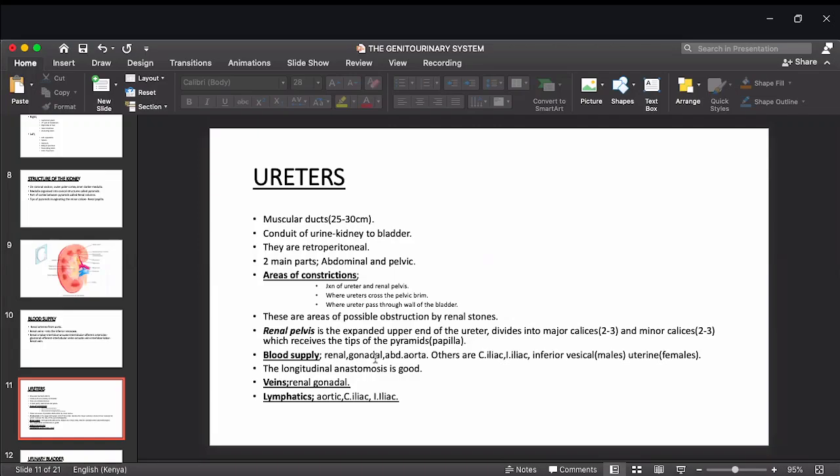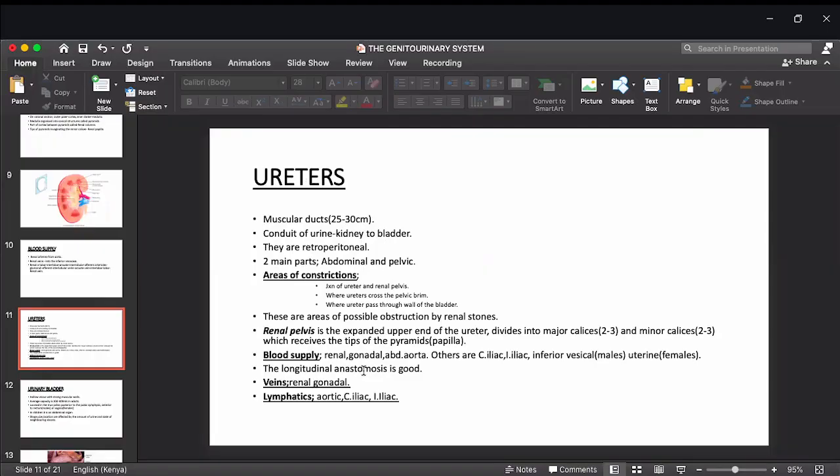The blood supply: you have the renal artery, the gonadal artery, the abdominal aorta. So for those who will do the steeplechase, we can tag you, the dental students. They are the ones who do the practical. We can tag the ureter, then ask you, give us the blood supply of the structure marked. They're interested in you saying the renal artery, gonadal artery, abdominal aorta. Then others are common iliac artery and internal iliac artery, inferior vesical arteries, and the uterine arteries in females.